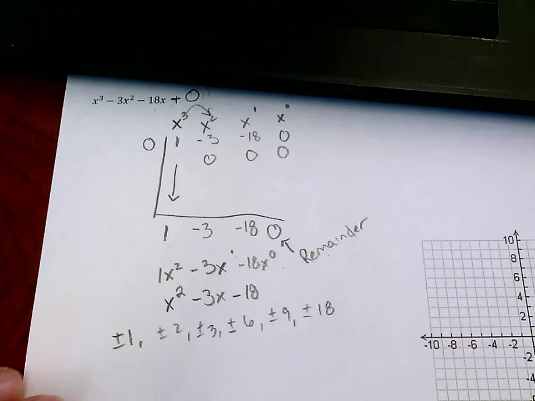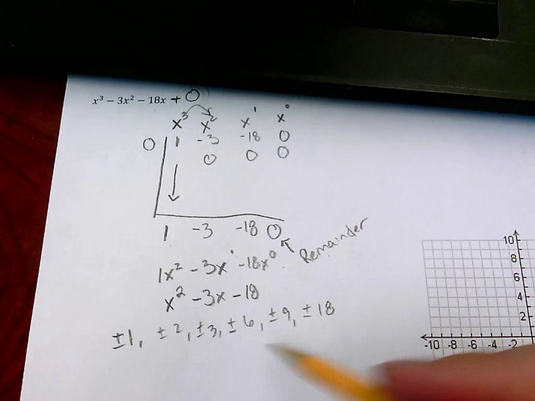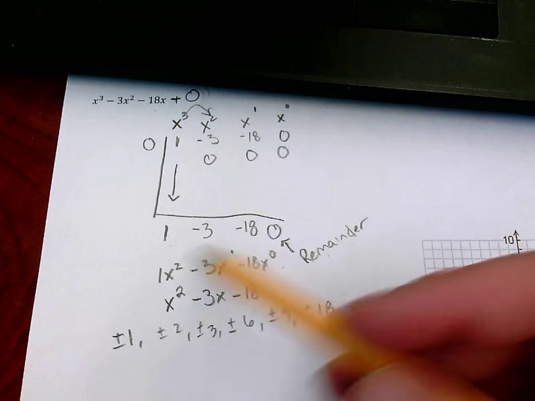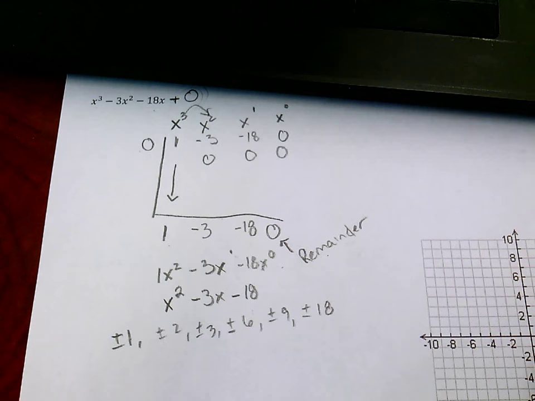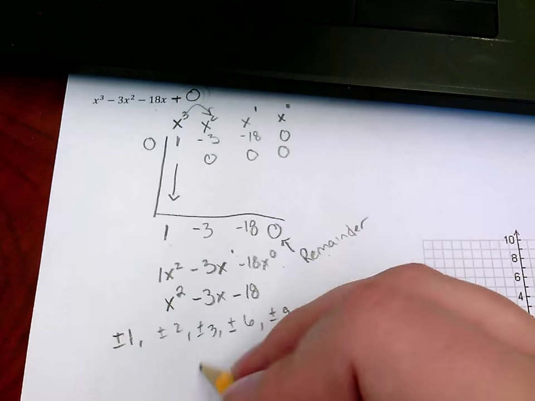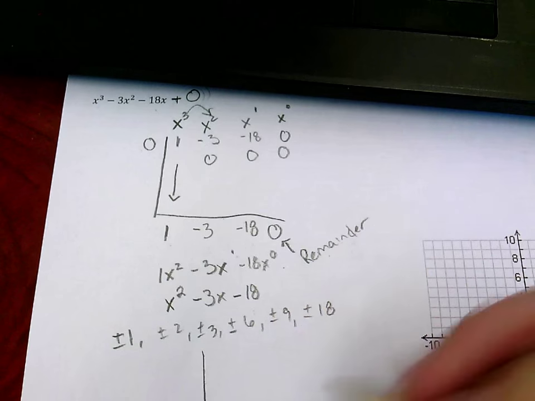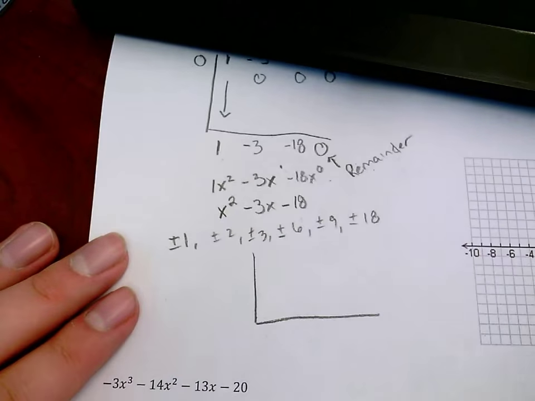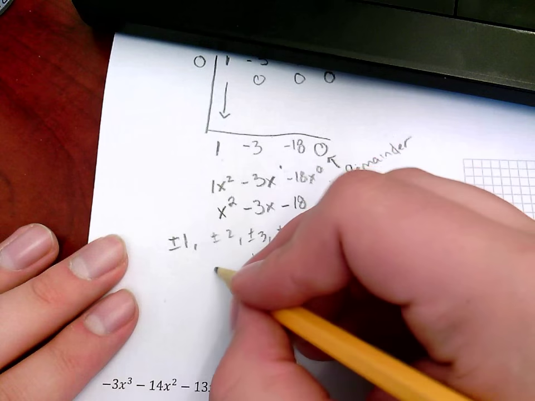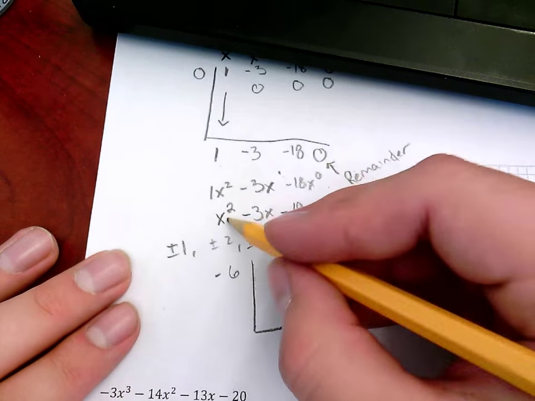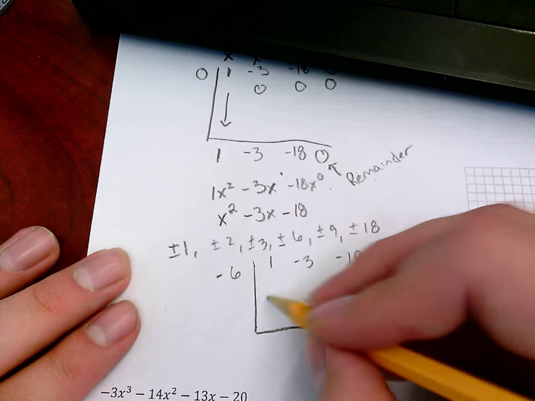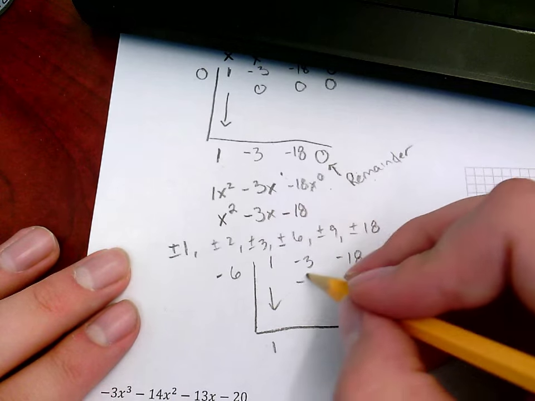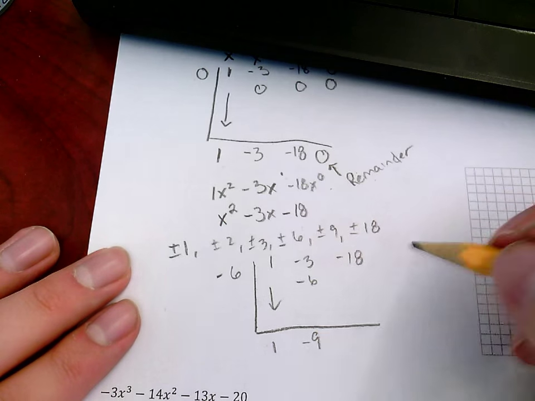Once again, to speed up with time, I know what the zero is. I would technically plug these in until I figure out what makes this one right here 0. But since I already know the answer is negative, or positive, yeah, negative 6, I'm just going to plug it in. Okay, so it's negative 6. The new one is a 1, a negative 3, and a negative 18. So bring down the 1. That multiplies negative 6. Add those, negative 9.